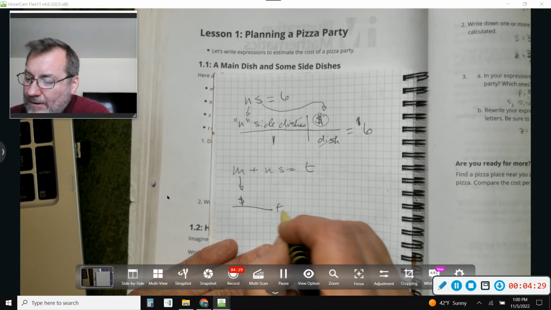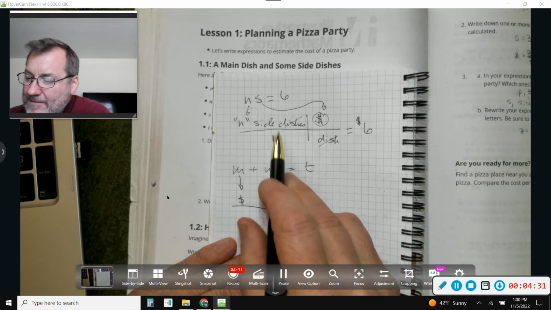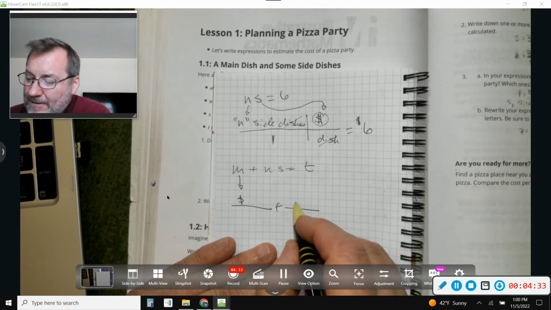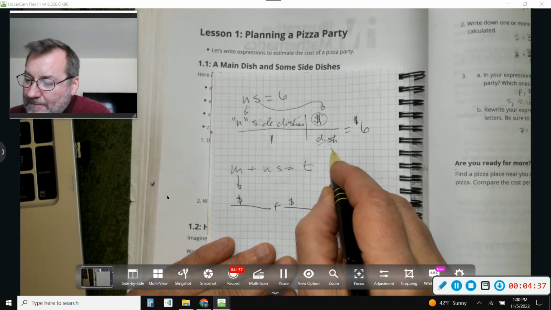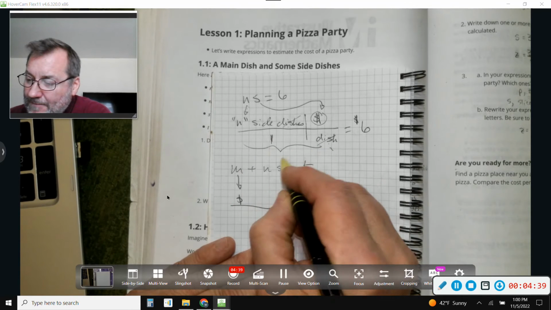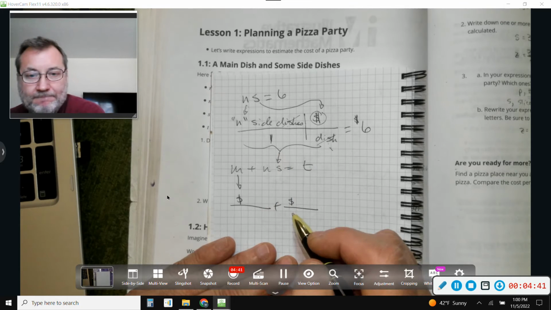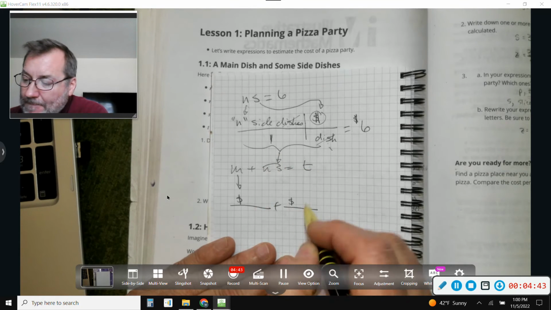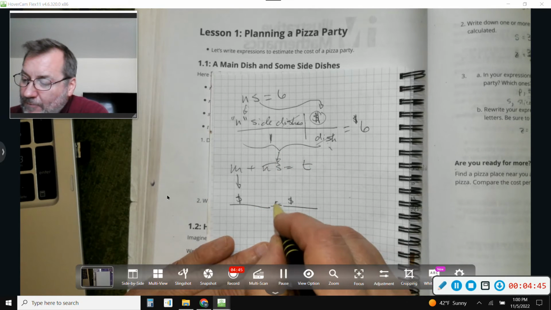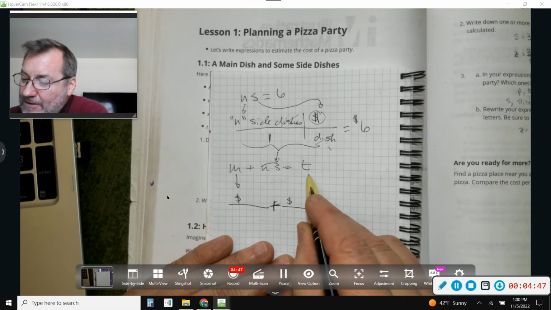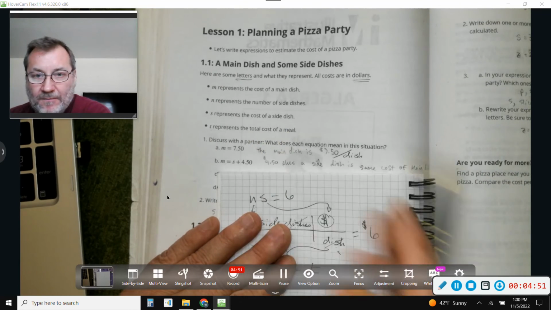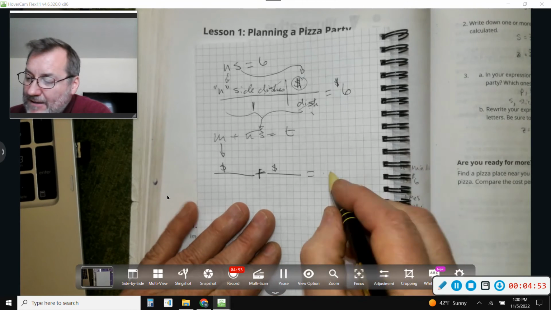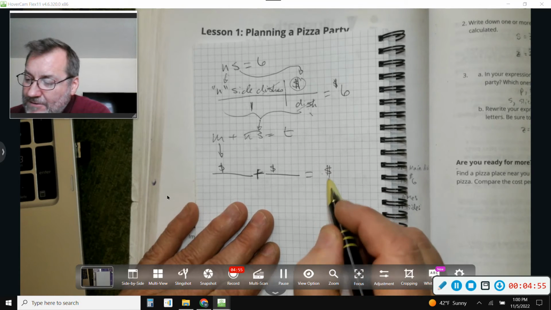plus NS, we already talked about that. That's going to be ultimately in dollars. That's that thing right there. And we're going to be adding these, and then we get the total, the T here, which stands for the total cost of the meal. That actually has to be in dollars. So here's the thing.